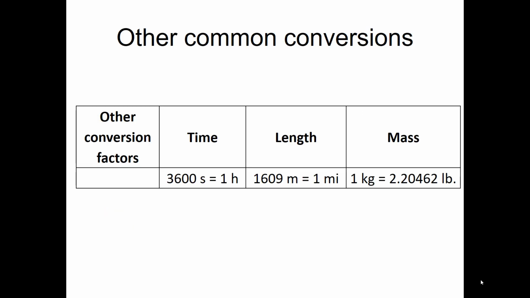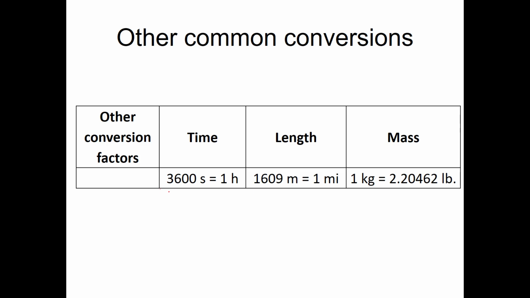Some other conversions, you're not always going to stay in metric. One we often use is going to be seconds. So there's 60 seconds in a minute, 3,600 seconds in an hour. For length, if we're going from meters to miles, 1609 meters equals 1 mile. 1 kilogram equals 2.20462 pounds.